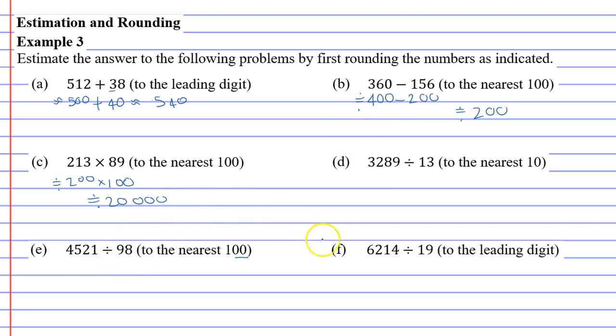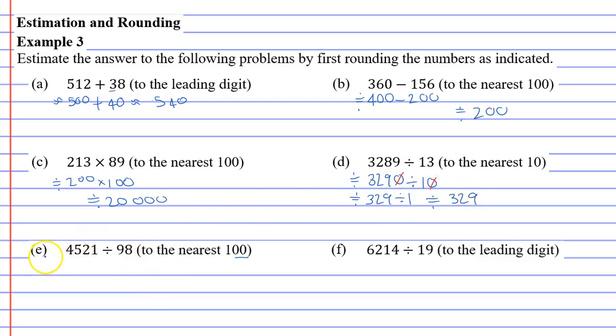Moving now, the last three questions are all divide, which are a little harder, but I'll show you what to do. First of all, we round to the nearest 10, so we want to make the last digit a 0, 3,290 rounding up, and 13 we would round down to 10. Now when you've got numbers that end in a digit of 0, with division you're actually allowed to cross off the last 0 on one number as long as you cross off the 0 on the other one, giving us 329 divide 1, which is just 329.